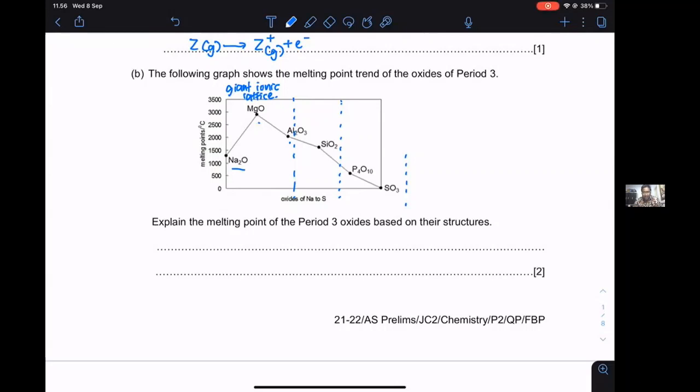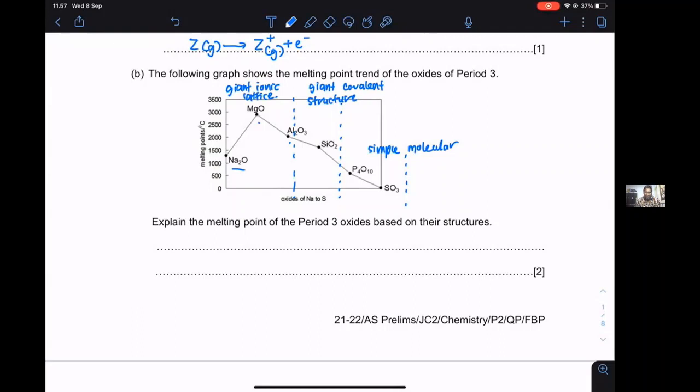So for giant ionic lattice, you mention about that. And for SiO2, you need to mention this is going to be a giant covalent structure. So this is also considered to be a high melting point. And the last part that you need to explain for P4O10 and SO3 is that they are simple molecular or simple covalent molecules. So just mention simple molecular structure and you should get the 2 marks.